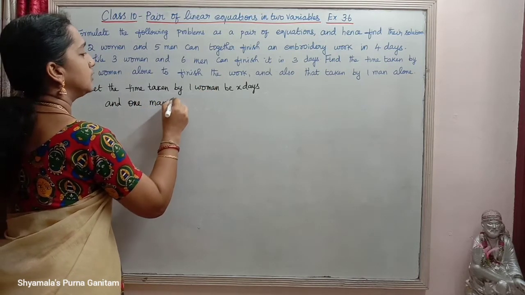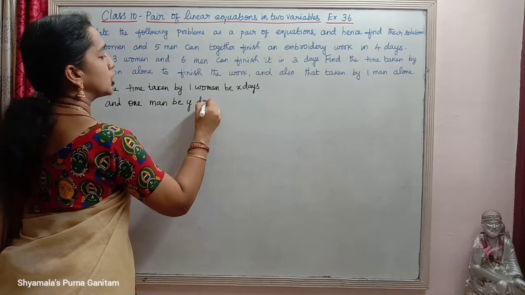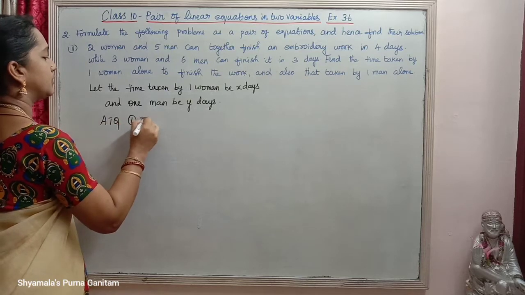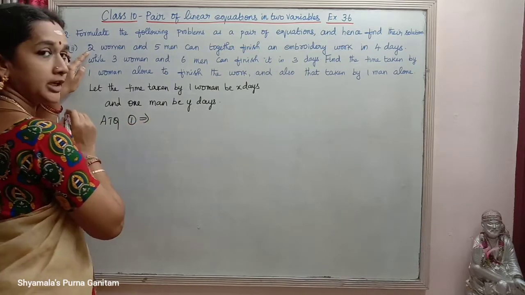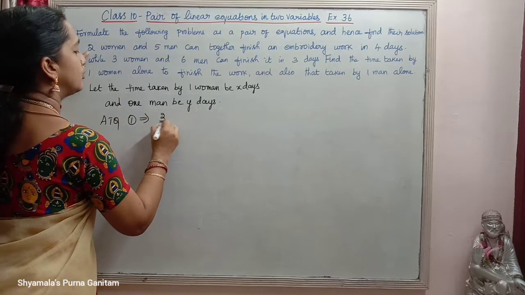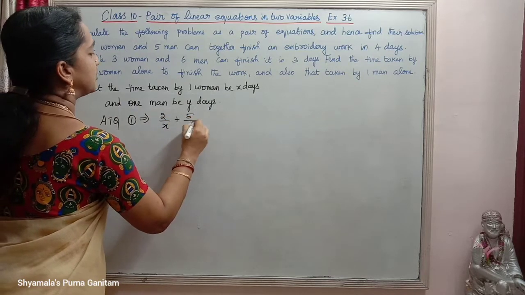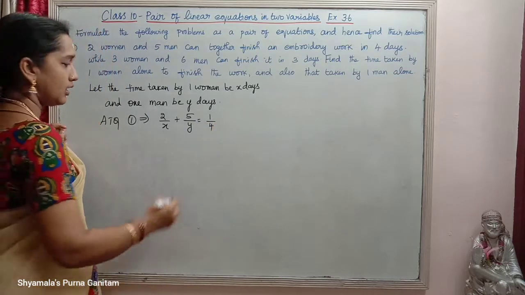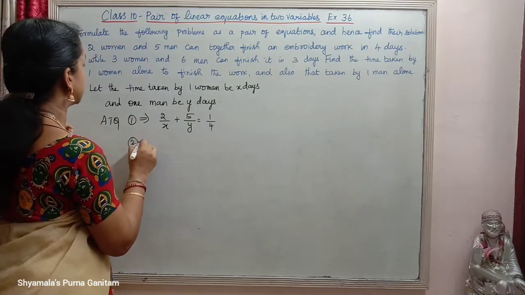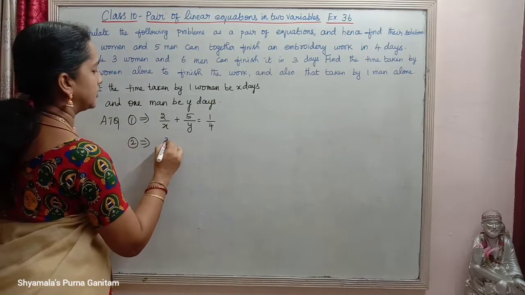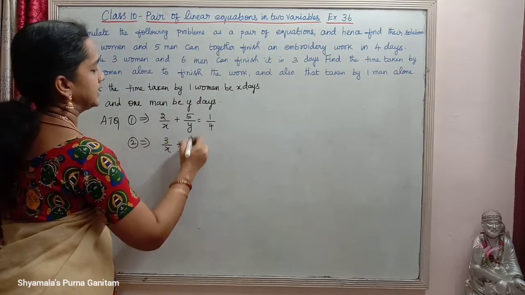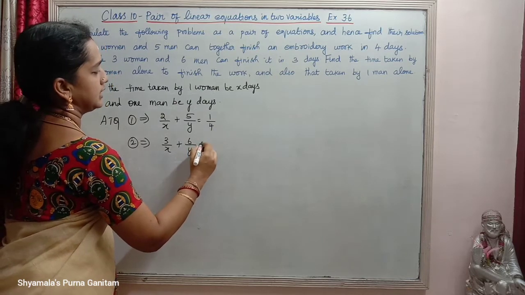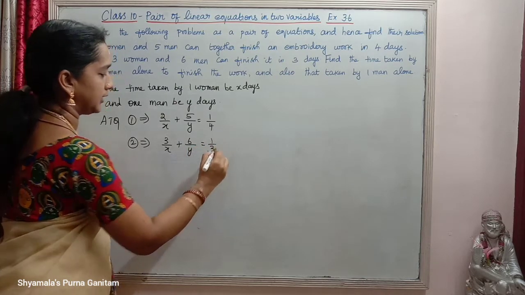So according to the question, the first equation we will write as: it is given 2 women, so 2 by x plus 5 by y is equal to 1 by 4. Then the second condition is 3 women, so 3 by x plus 6 by y is equal to 1 by 3.